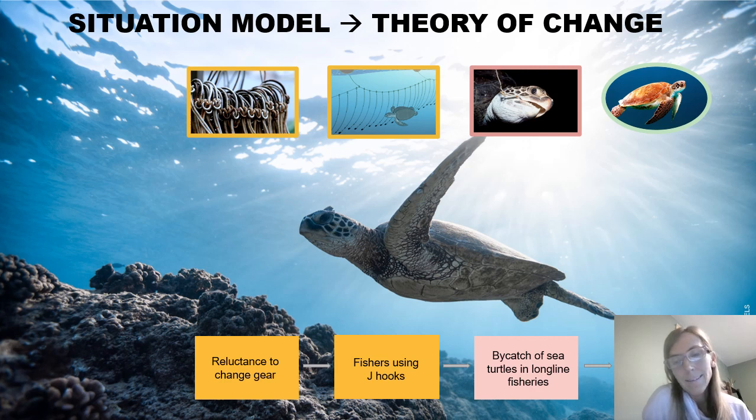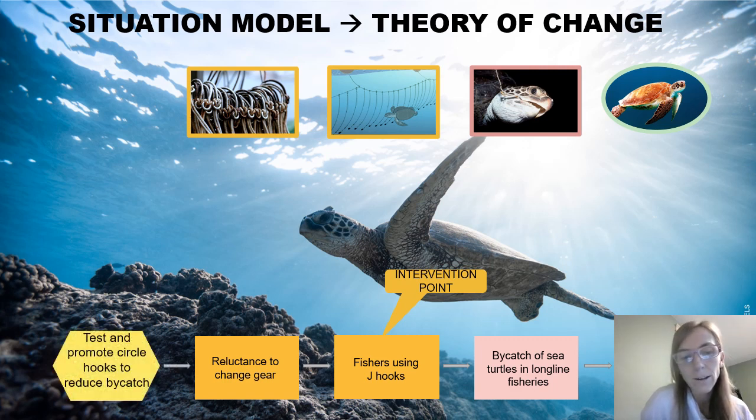So in the case of the sea turtle, we've got our situation model that we are able to convert to a theory of change. We're able to identify our intervention point, which is fishers that are using J hooks, and our strategy of testing and promoting circle hooks to reduce bycatch.